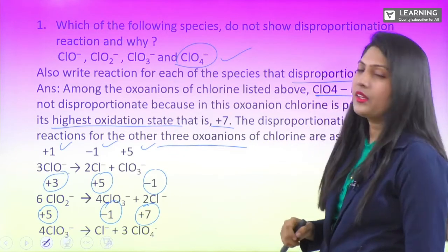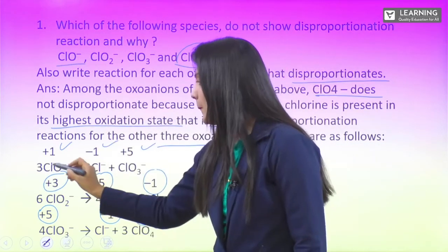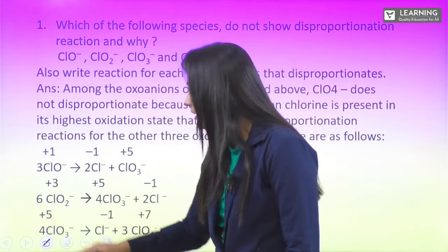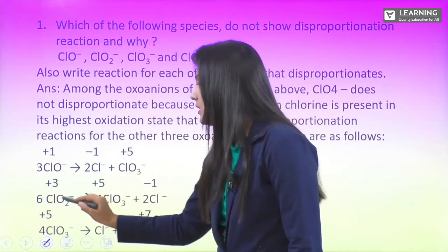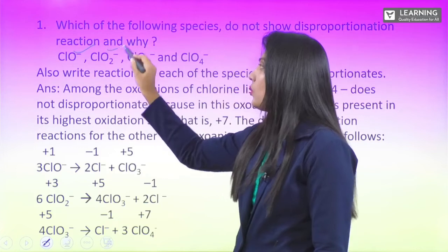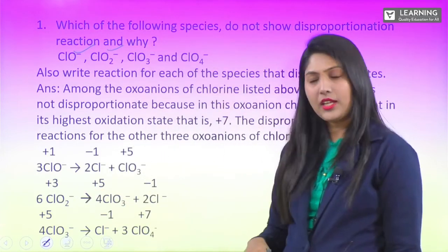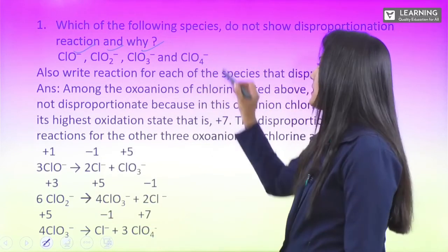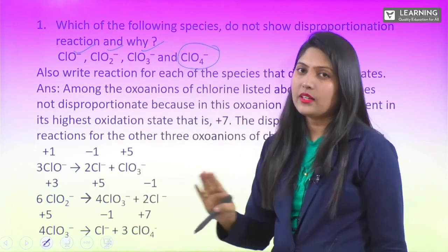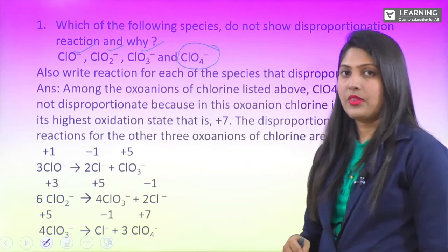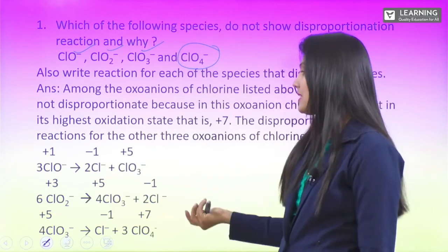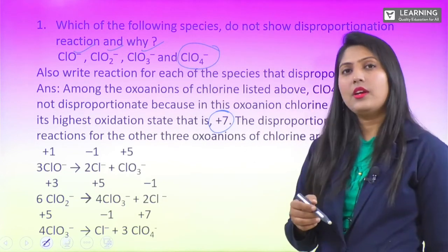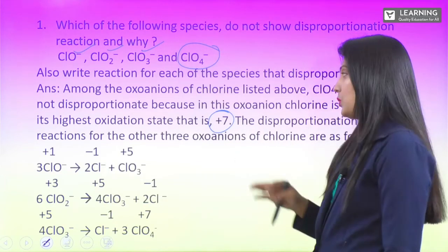What does they mean here? ClO minus can be divided into two separate substances which can undergo disproportionation reaction, and ClO2 minus is also undergoing disproportionation reaction, and ClO3 minus is also undergoing disproportionation reaction, but ClO4 minus cannot undergo disproportionation reaction. Because why it doesn't? Because it is having the maximum oxidation state. It cannot undergo disproportionation reaction because we require more energy to do that.